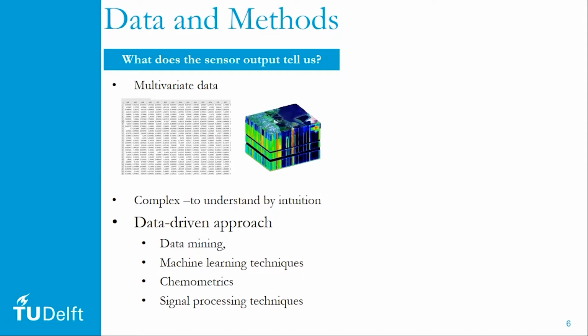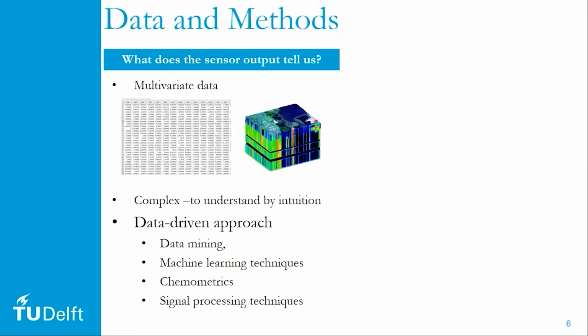So we need a data-driven approach to extract useful information out of these complex data sets. This data-driven approach could be data mining techniques, machine learning techniques, chemometrics, and also it's very important to consider signal processing techniques to enhance the signal to noise ratio or to minimize the noise in the spectra. So we can use sensors coupled with data analytics to generate knowledge.